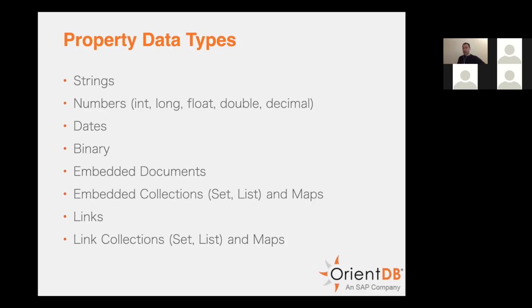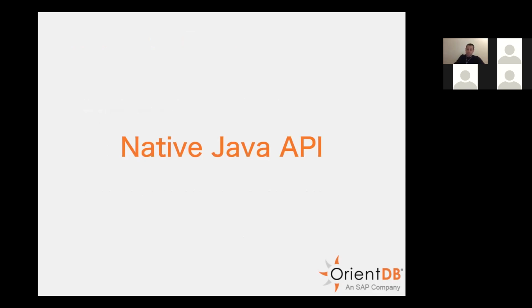Now let's see how to interact with OrientDB. The most natural way, as OrientDB is written in Java, is the native Java API, of course. Since Java is one of the most widespread programming languages, I'll describe that. But I can say that you can do the same with Node.js, for instance. So the concepts are one-to-one.